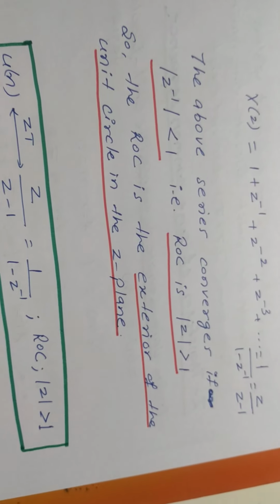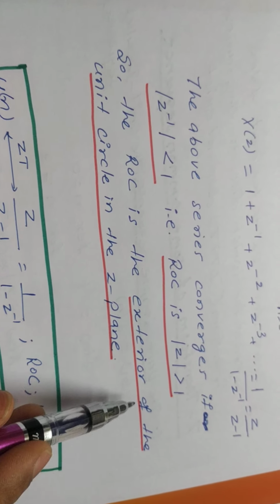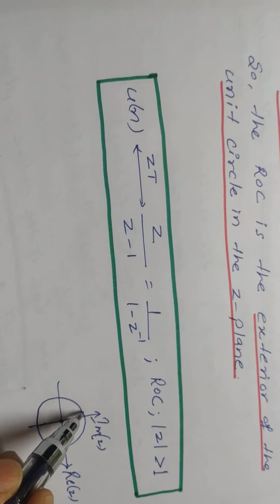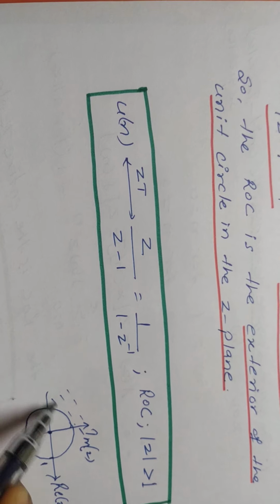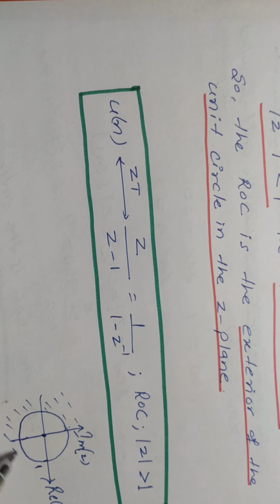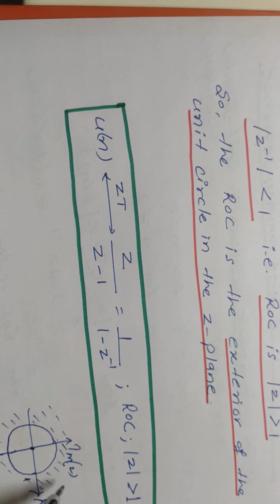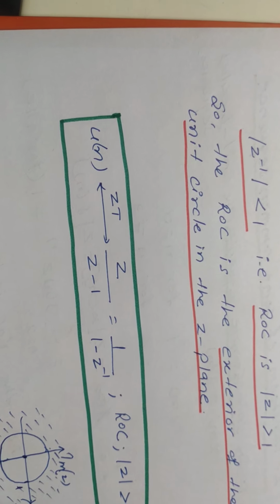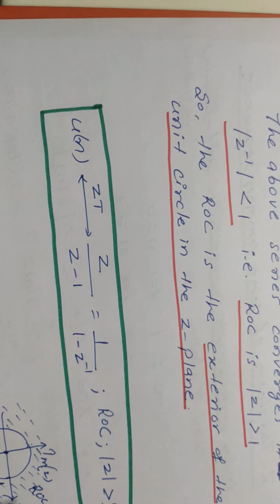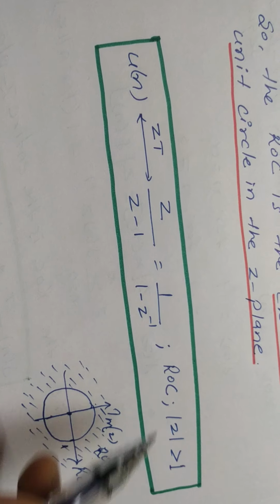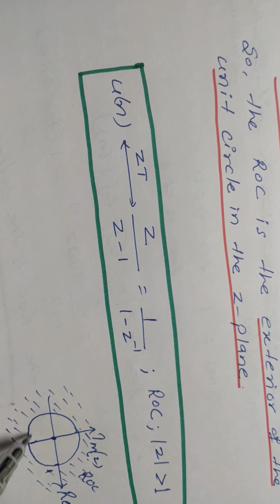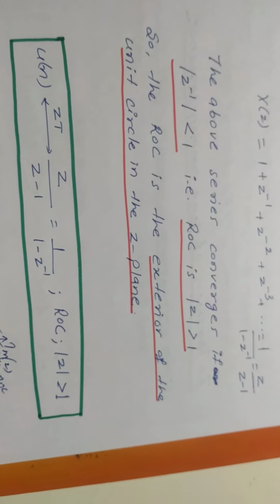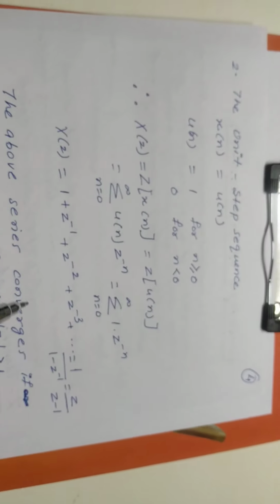So what is the ROC? It is saying the ROC is the exterior of the unit circle in the z plane. The exterior of the unit circle means the entire z plane leaving the unit circle. So the z plane just leaving the unit circle will be the ROC. This is the ROC, the exterior part of the unit circle. Leaving this unit circle, the rest of the part in the z plane will be the ROC. So this is the ROC of the sequence u of n.